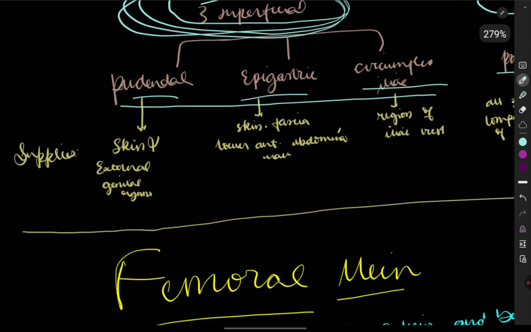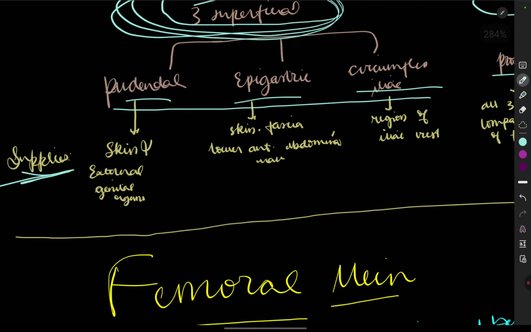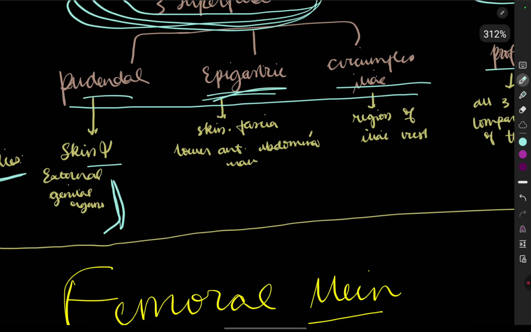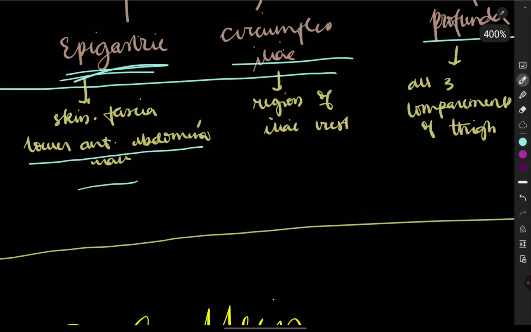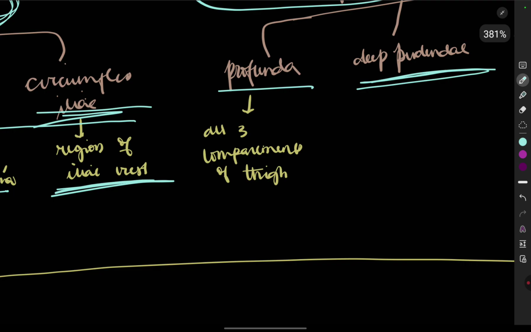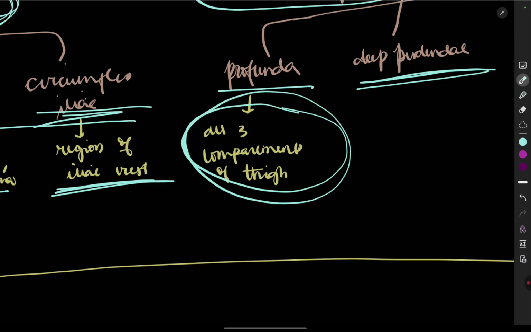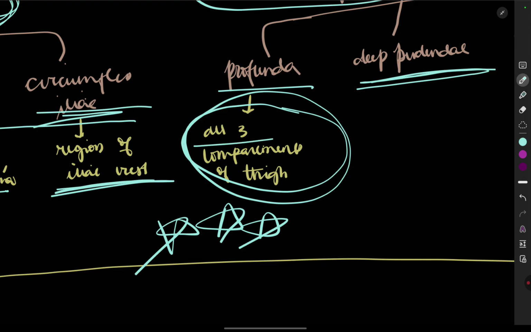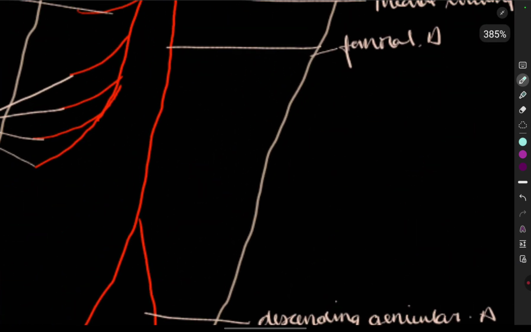Okay, see, what the pudendal supplies, it supplies to the skin and the external genital organs. Epigastric, by the name we can understand, the lower anterior abdominal wall and its skin and fascia. The circumflex iliac, it is in the name itself, it supplies the regions of the iliac crest. Okay, and the profunda femoral artery. This is very important, please remember this, add a star mark, that it supplies all the 3 compartments of the thigh, that is the anterior compartment, medial compartment and the posterior compartment. Okay, let's see the branches in the diagrammatic way.